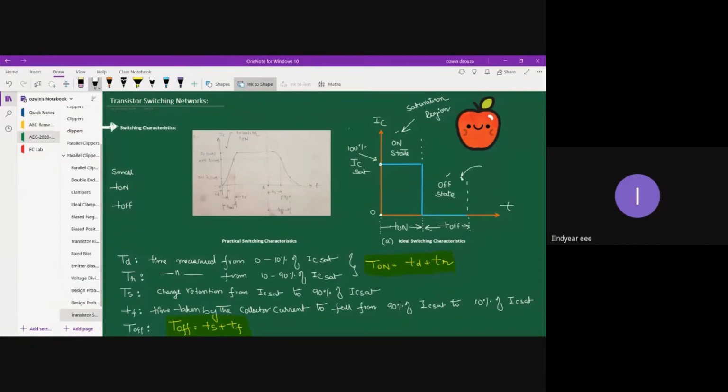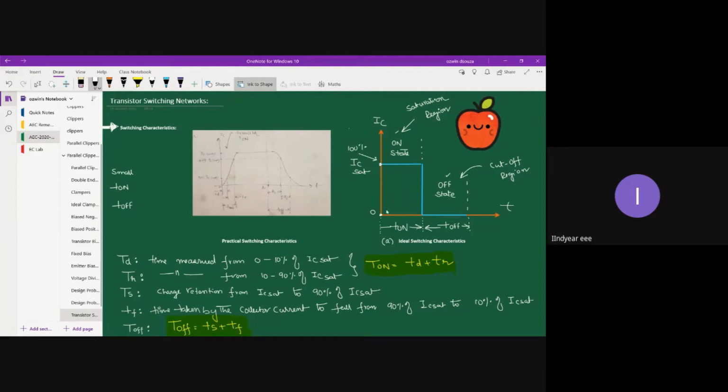On the other hand, when the transistor switch is turned off, the device gets into the cutoff region, because in the cutoff region current is zero, whereas voltage is maximum. So this is the ideal switching characteristics. It takes the shape of a step, on state and off state. That's all, only two states.